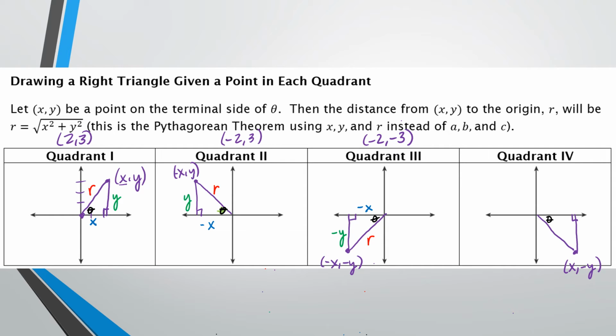Theta is the angle at the origin. My x value is now positive. My y value is negative, and then my hypotenuse will always be positive.